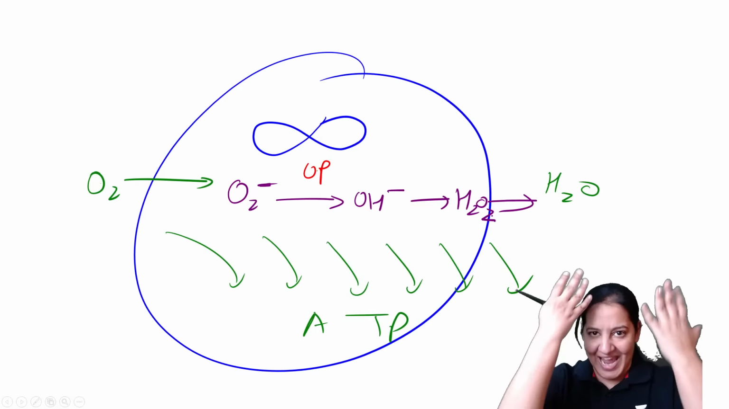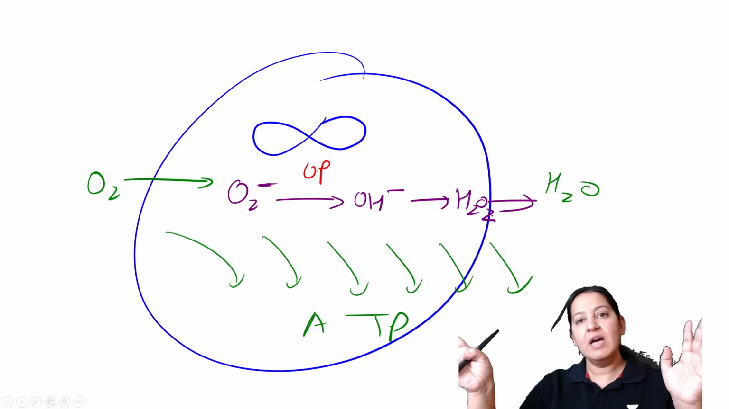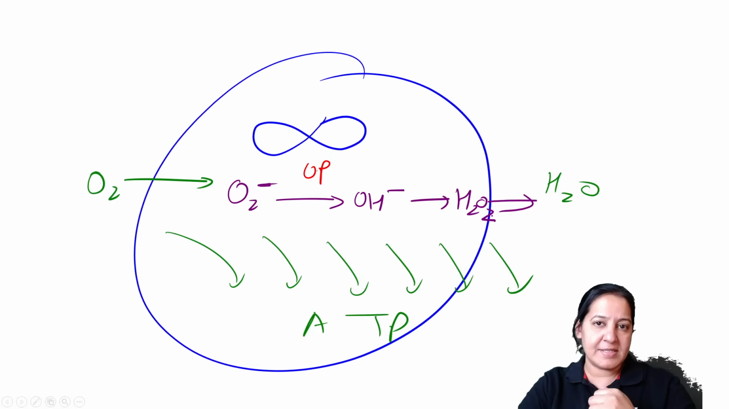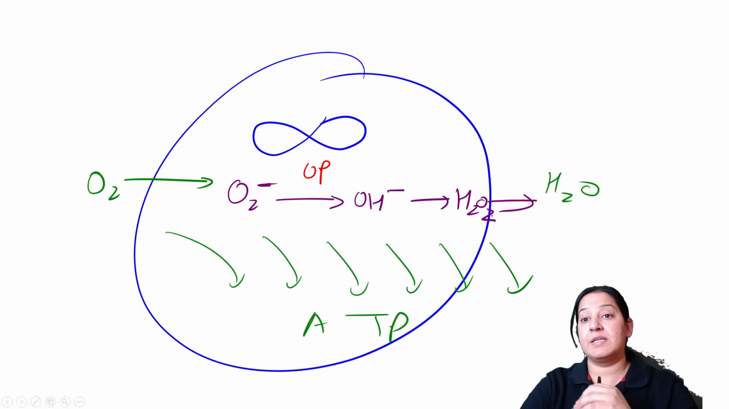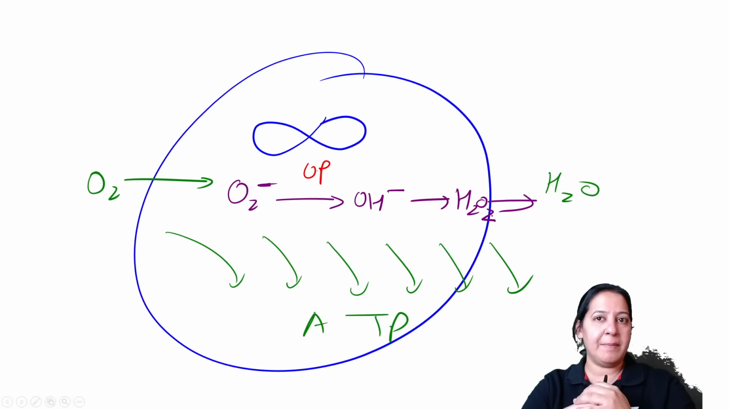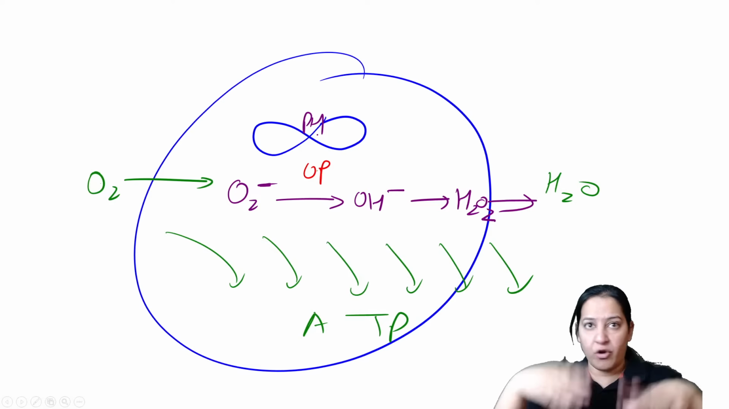Now let me take any cell from my head to my toe, any cell of my human body, right? In all my cells mitochondria are present. Agree or not agree? Yes. In all my cells mitochondria are present. So inside all mitochondria this is taking place. Mitochondria is the powerhouse of the cell. Inside all my mitochondria this is taking place.